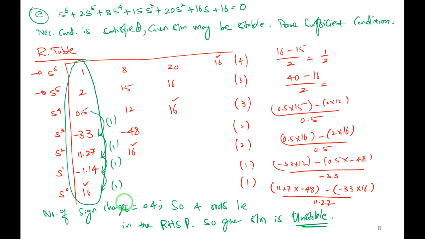I hope you understood the significance of the Routh criteria, right? Just by inspection, we'll come to know how many roots are lying on the right. The Routh table will give us that information, and that is indicated by the number of sign changes. I hope you came to know.